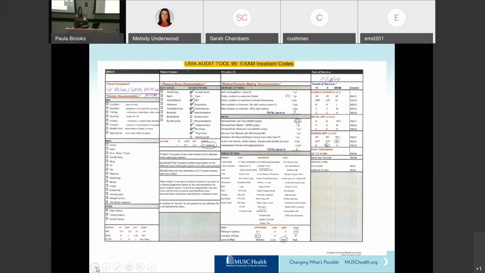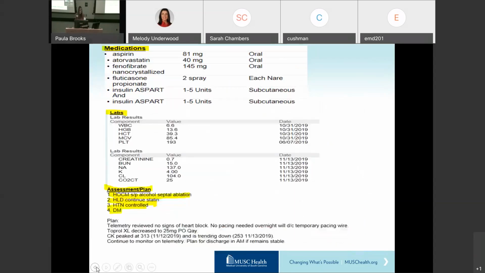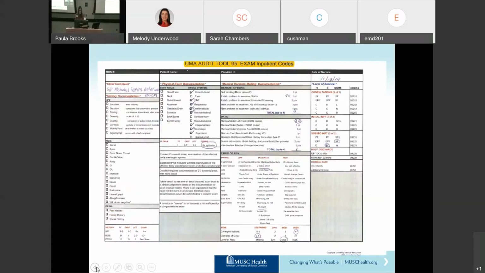And then there's several ways to look at this one as well. We have, they're continuing on statin. So we could look at this as prescription drug management, or we could say that they have 2 stable chronic illnesses. So this has fallen into the moderate decision making.